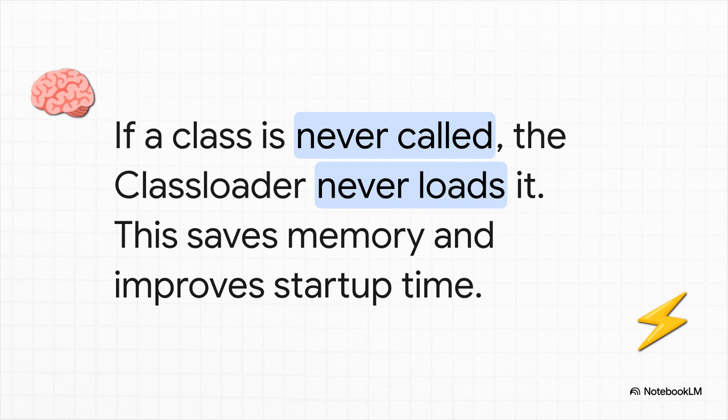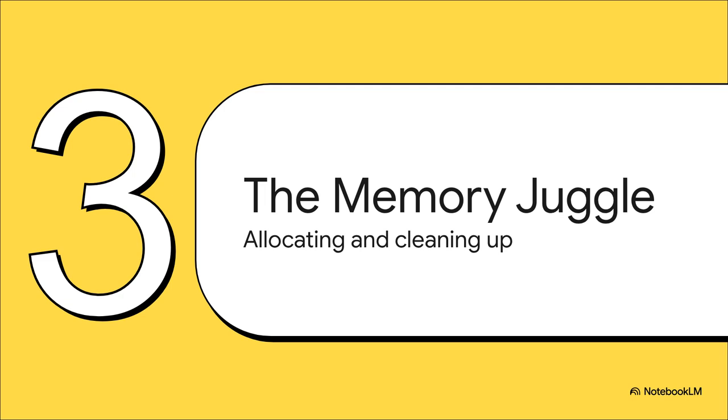See, the class loader is incredibly efficient. It follows a simple rule. If a piece of code isn't being used right now, it isn't loaded, period. It literally waits until your program says, hey, I need this specific class, and only then does it pull it into memory. This is huge. It saves a ton of memory and is one of the key reasons your .NET apps can start up so quickly.